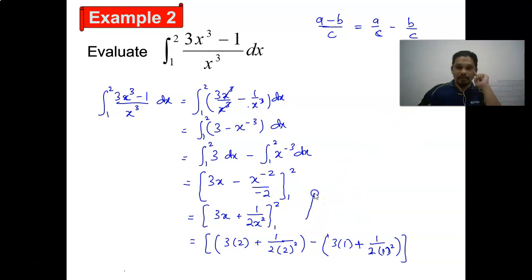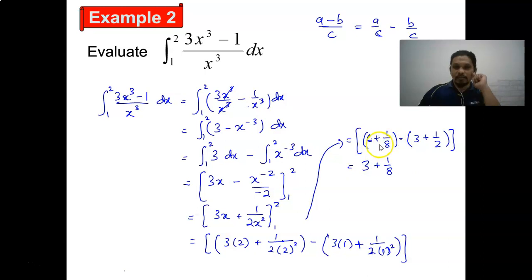Let's say if I continue up here, 3 times 2 equal to 6. 6 plus 2 squared equal to 4. 4 times 2 equal to 1 over 8, minus 3 times 1 equal to 3 plus 1 squared is 1. 1 times 2 equal to 1 over 2. 6 minus 3 equal to 3 plus 1 over 8, then minus 3 and minus half, 1 over 2.